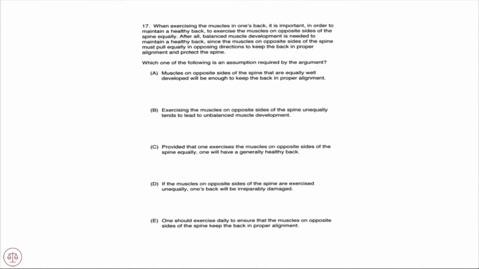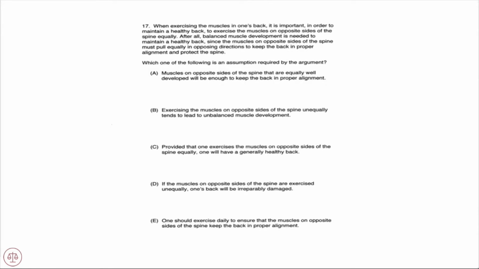Question 17. When exercising the muscles in one's back, it is important in order to maintain a healthy back to exercise the muscles on opposite sides of the spine equally. After all, balanced muscle development is needed to maintain a healthy back since the muscles on opposite sides of the spine must pull equally in opposing directions to keep the back in proper alignment and protect the spine.